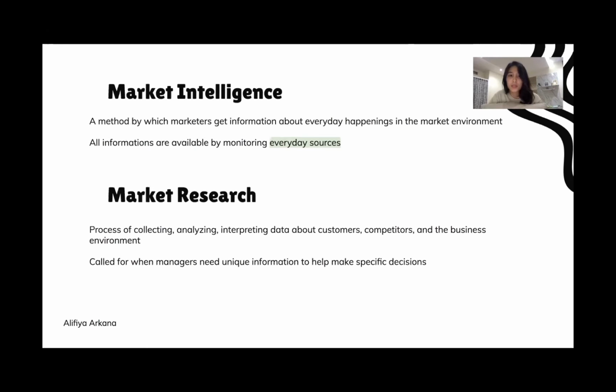The next one is market intelligence. It is a method by which marketers get information about everyday happenings in the market environment. So all this information is available by monitoring everyday sources, which here we can see are company websites, industry trade publications, or even direct field observations of the competitive marketplace.